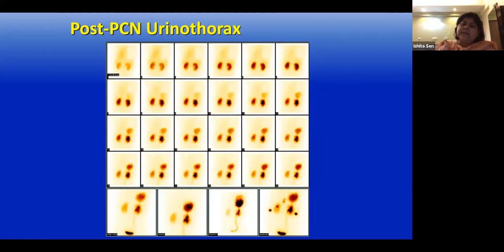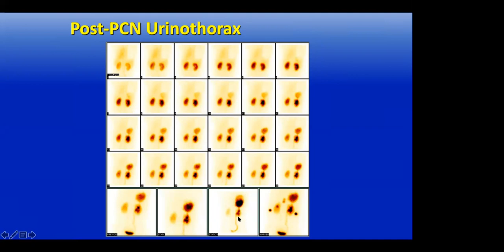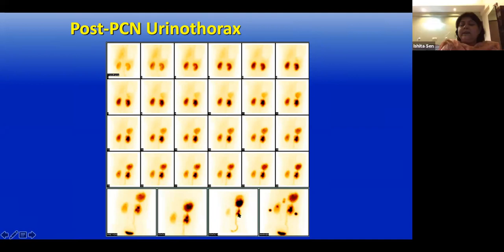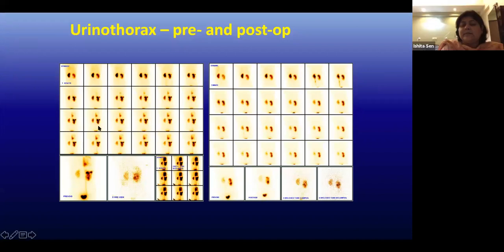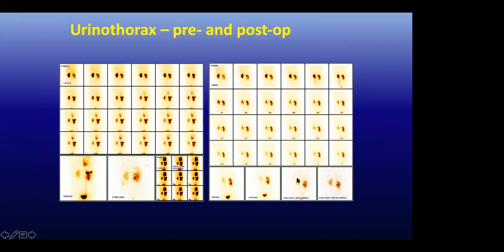This is another interesting case. You can see this blob of activity, which is in fact above the kidney. This was a patient who had a post-PCN urinothorax. So he had a percutaneous nephrostomy which leaked, and the tracer actually went into the thorax because of a rent in the diaphragm. And this was after the repair. So you can see that this urinothorax, which was seen earlier, is now no longer visualized.